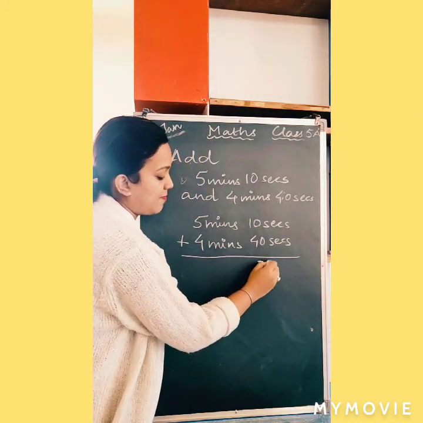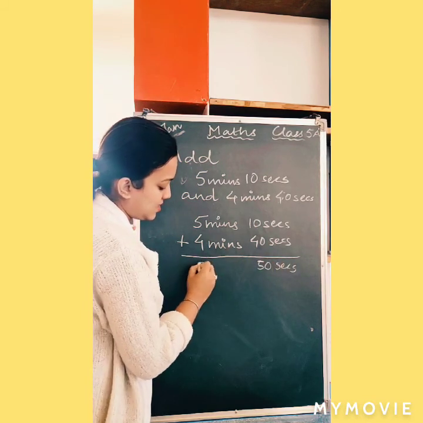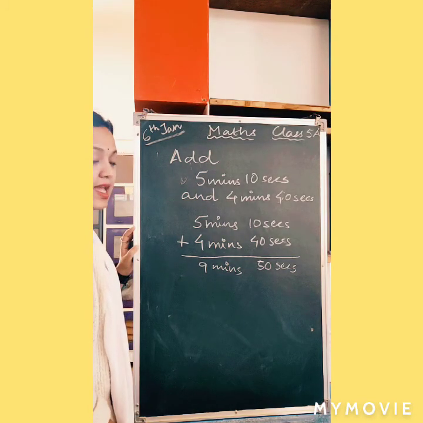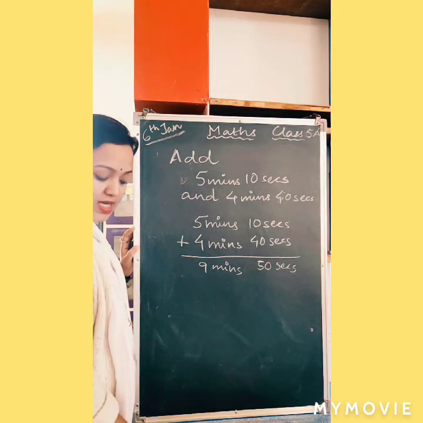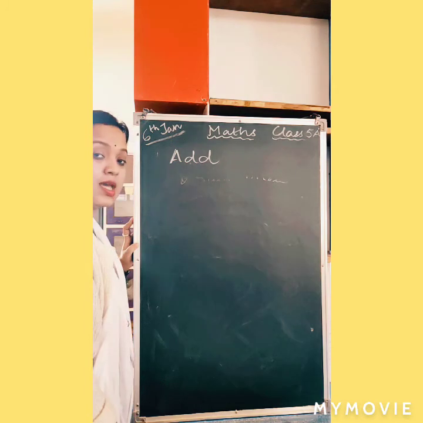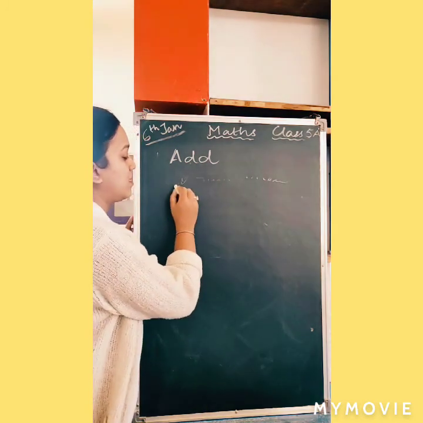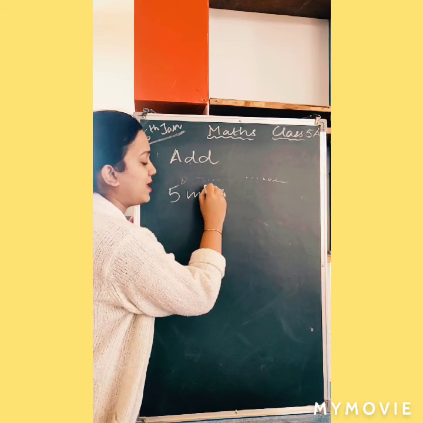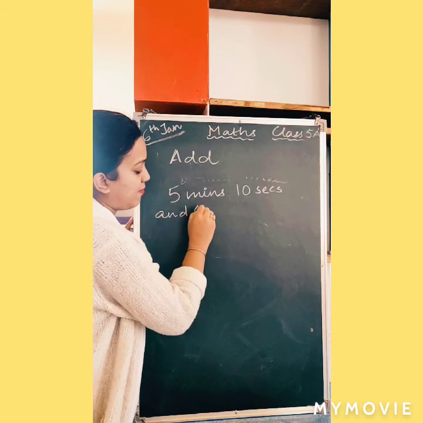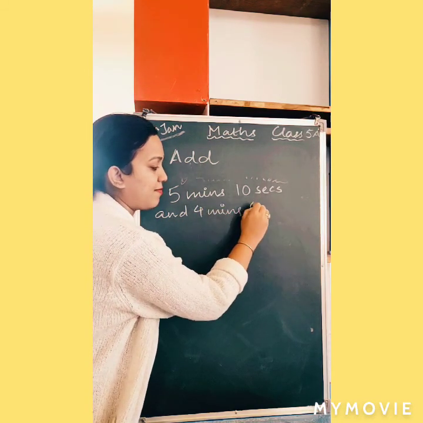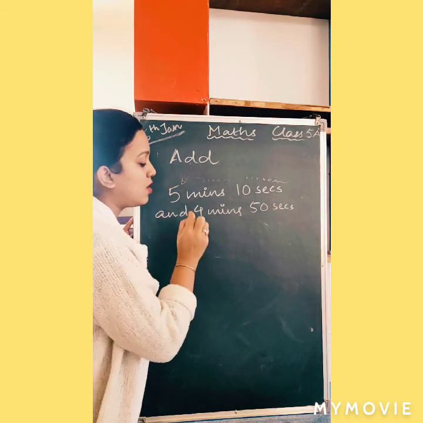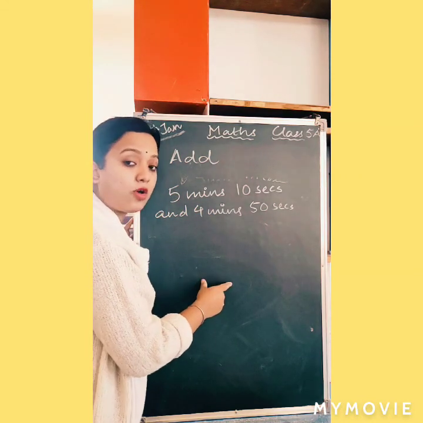What you get? 50 seconds, 9 minutes. Correct? Your answer is 9 minutes 50 seconds. Okay? This is very simple. But had it been a different question, I mean the same numbers but a little different, for example, 5 minutes 10 seconds and 4 minutes 50 seconds. Correct? As usual, we are going to plot these questions properly column-wise.